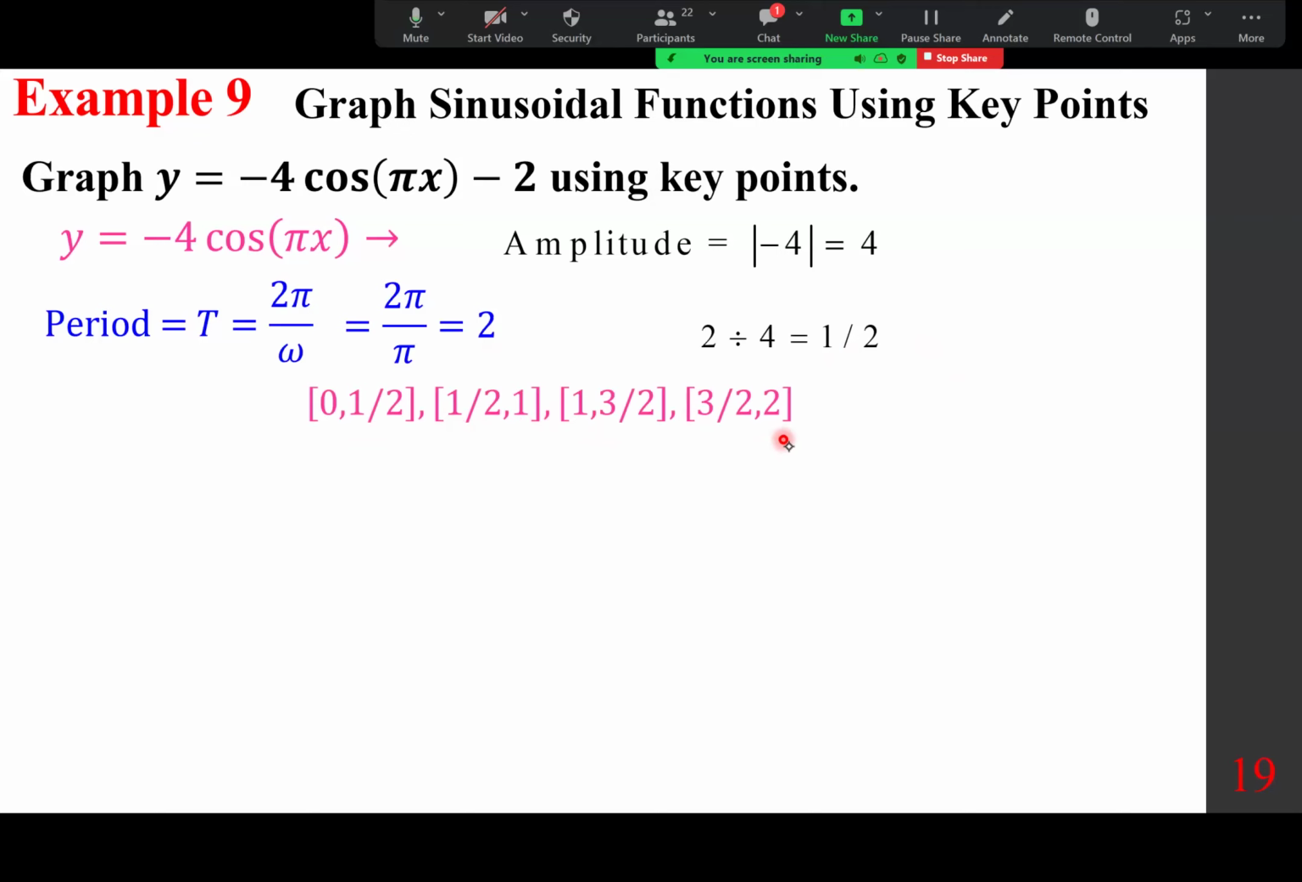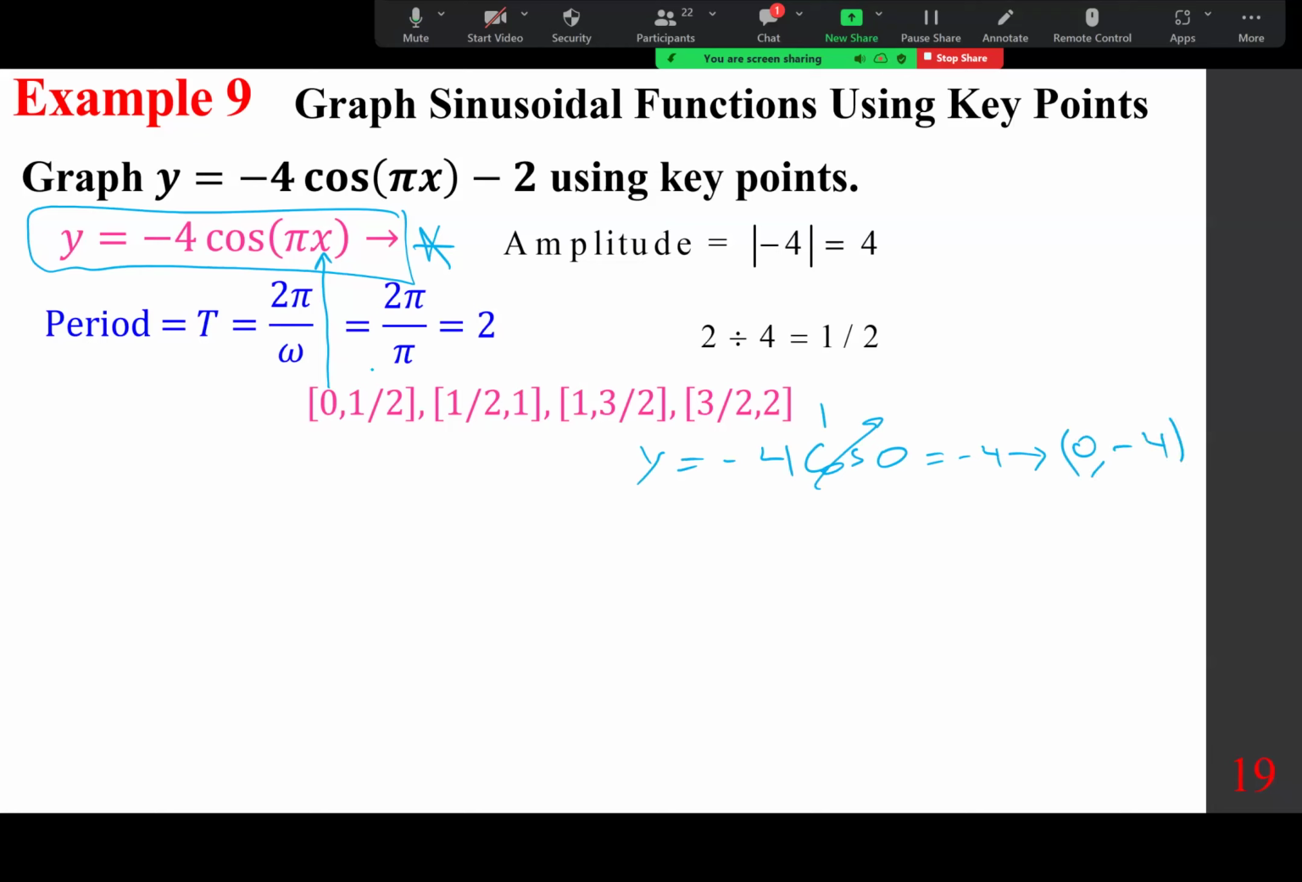And again, remember, we are going to deal with this function, and we're going to plug in. So if I plug in 0, I get cosine of 0. Let me just write this and then I erase it. y equals -4 cosine 0. You know cosine 0 is 1, and I get -4. And that gives me the pair 0, -4.